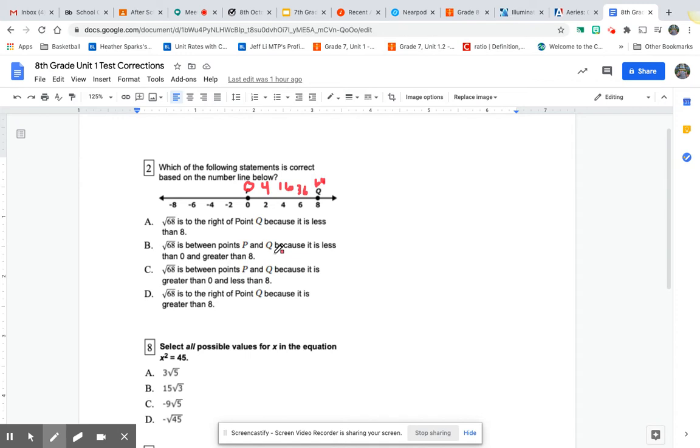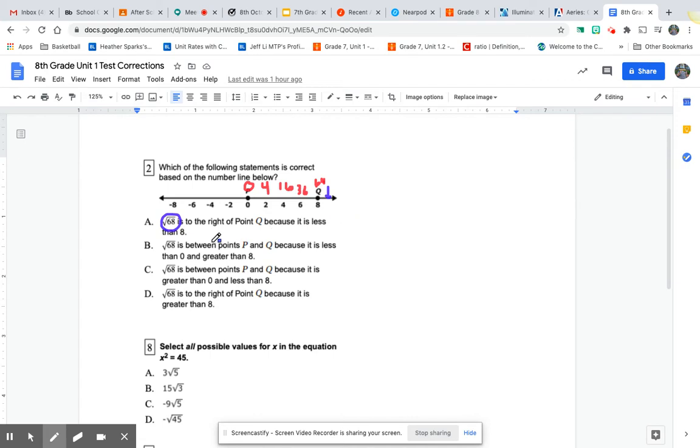So the square root of 64 is 8, the square root of 36 is 6, the square root of 16 is 4, the square root of 4 is 2, and the square root of 0 is 0. Now, where would 68 fall? 68 would be a little bit further to the right of this 64. So that means it's a little bit bigger than 8.